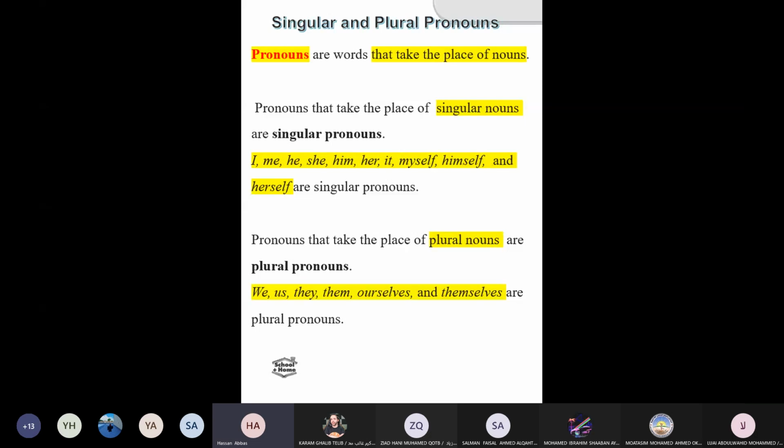When we ask about the meaning of pronouns, pronouns are words that take the place of nouns. Pronouns that take the place of singular nouns are singular pronouns, such as I, me, he, she, him, her, it, myself, himself, and herself. Pronouns that take the place of plural nouns are plural pronouns. We, us, they, them, ourselves, and themselves are plural pronouns.